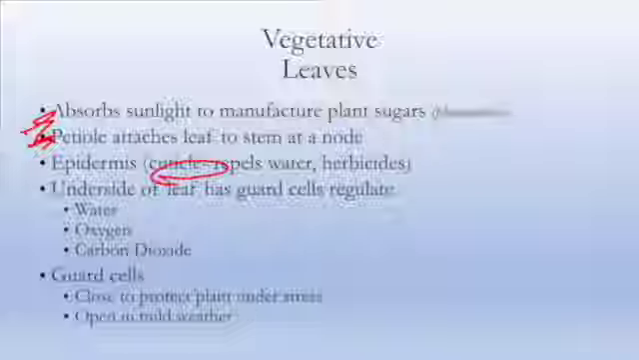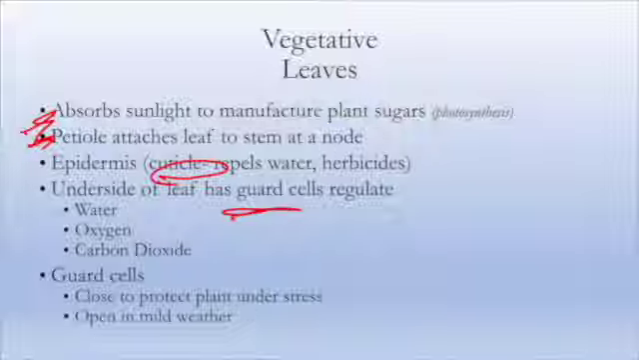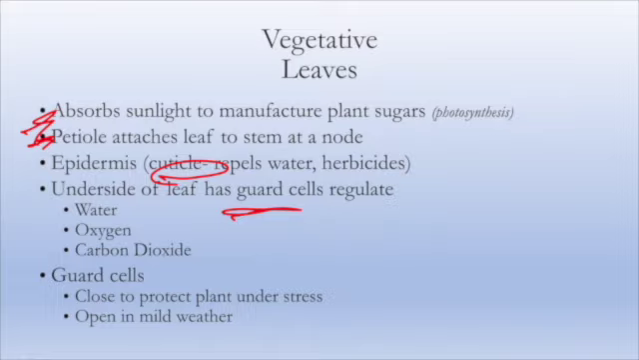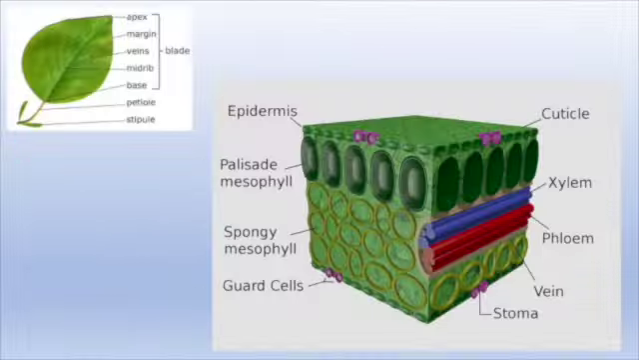What's fascinating is on the bottom side, the underside of the leaf, there are guard cells. Now what these guard cells do is they regulate the flow of water, oxygen, and carbon dioxide in and out of the leaf. When the plant is under stress, the guard cells close to save the plant. When the weather is milder, the guard cells open and they allow for this exchange of water, oxygen, and carbon dioxide. So here we go.